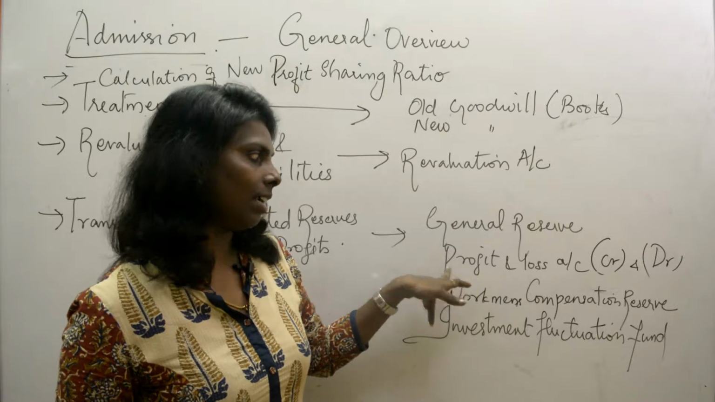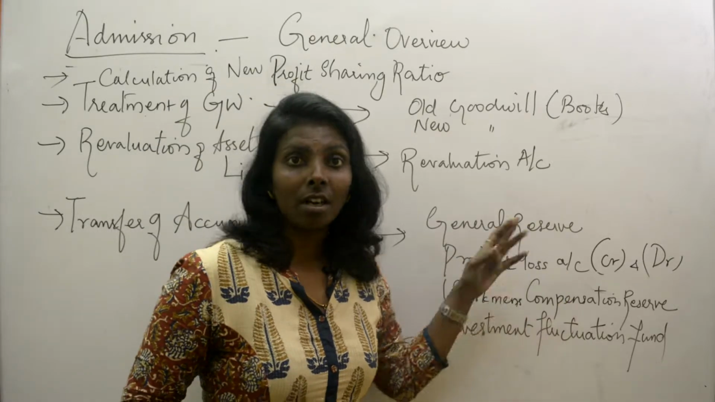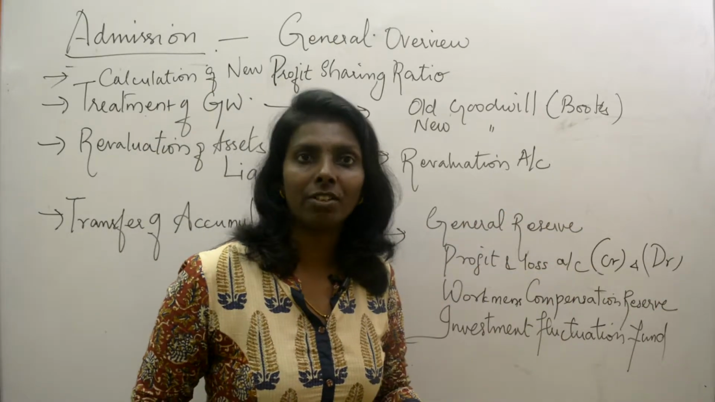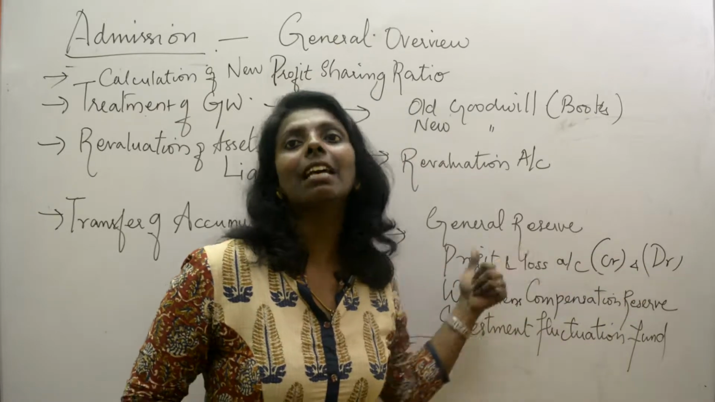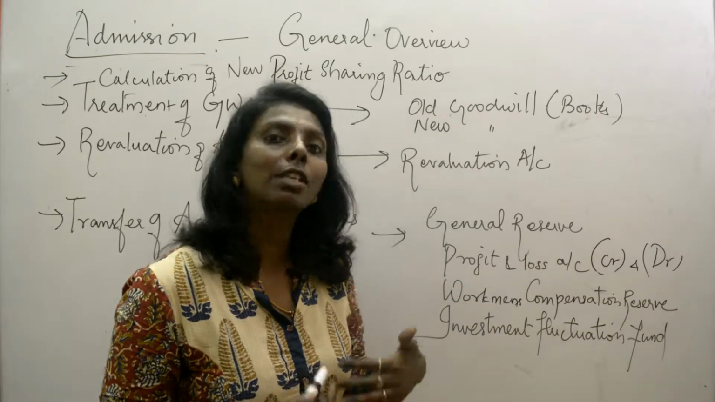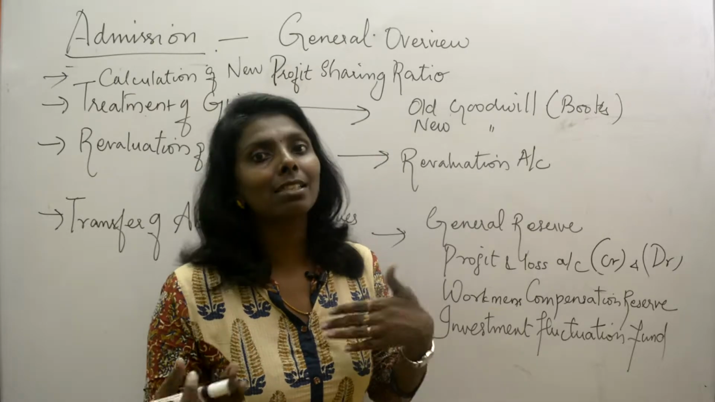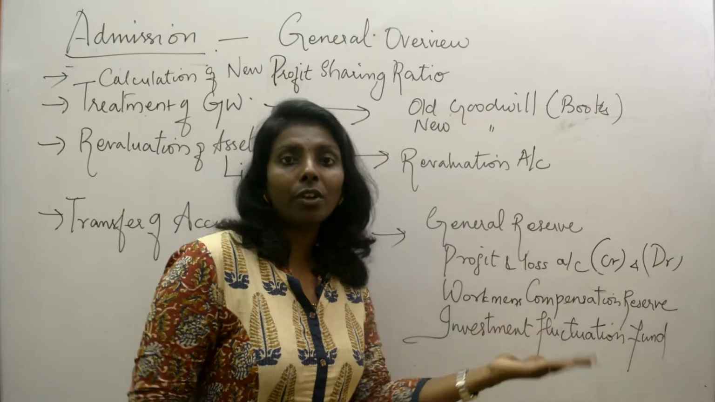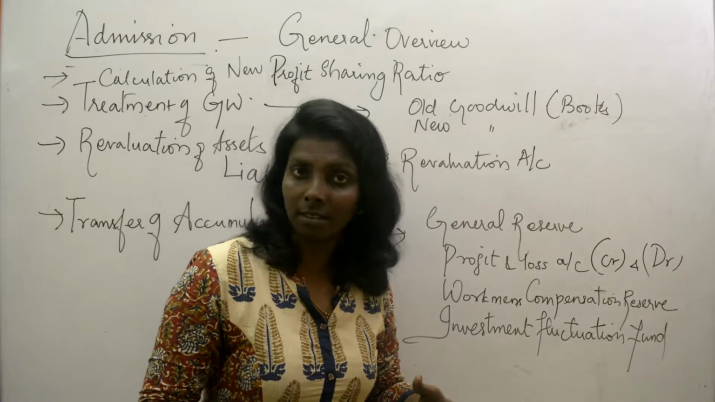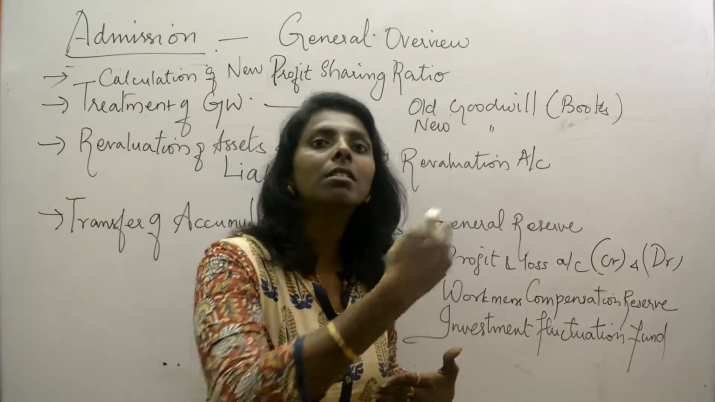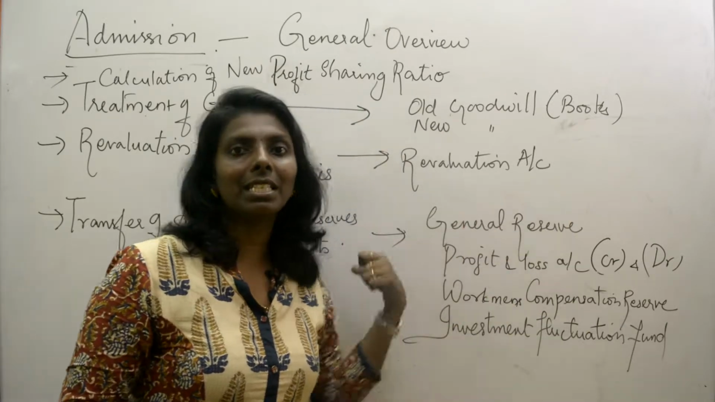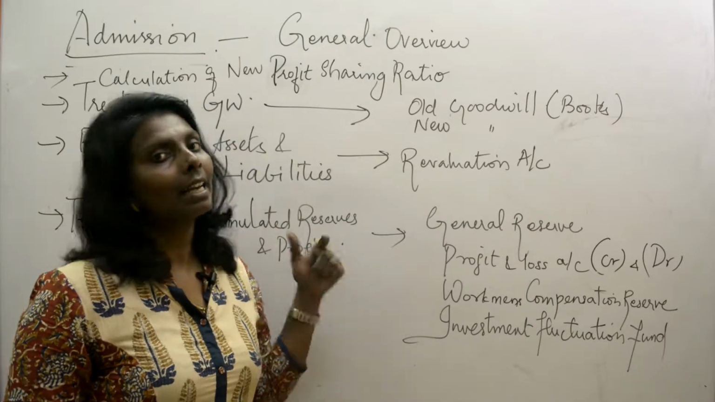And similarly, if the profit and loss account is shown on the asset side of the balance sheet, we say it has a debit balance, which means it is a loss. So be it a profit or a loss, it has to be divided up. If it's a profit, it's divided among the partners. If it's a loss, then the partners contribute towards the loss. We will see what entries to be passed in that case.